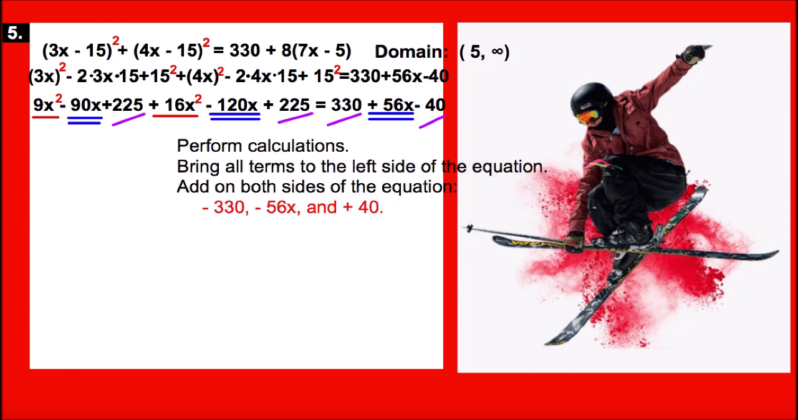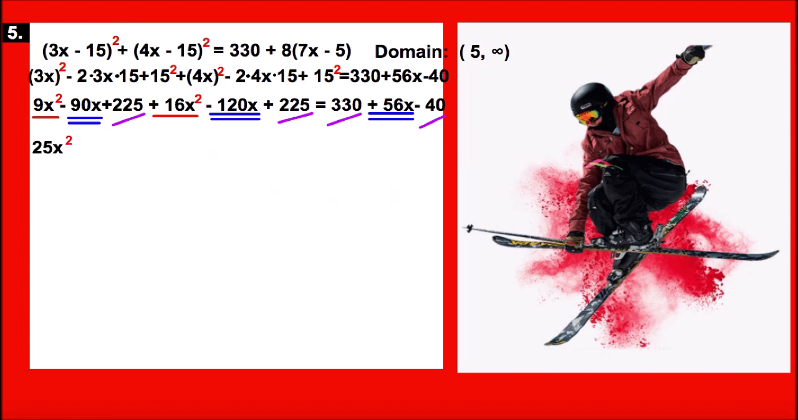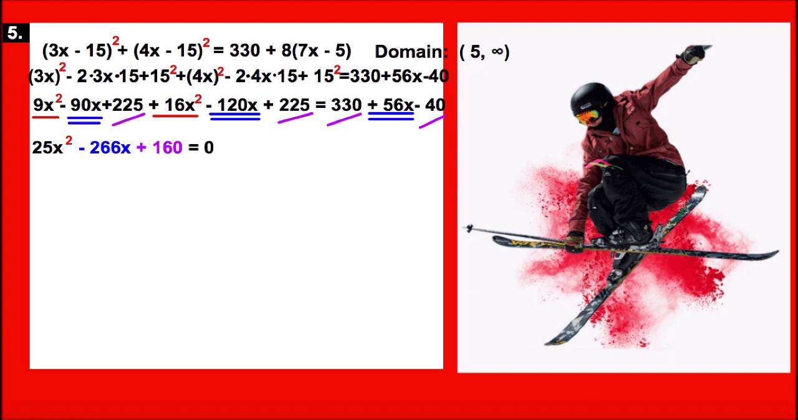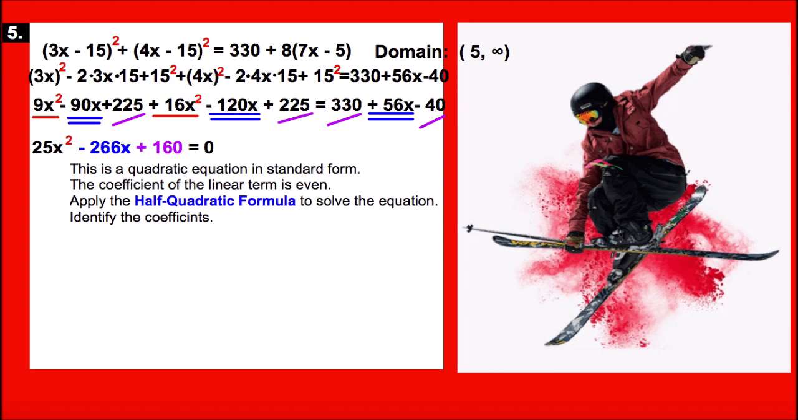Performing calculations and bringing all terms to the left side of the equation, we add on both sides of the equation negative 330, negative 56x, and positive 40. 25x squared minus 266x plus 160 equals 0. This is a quadratic equation in standard form. The coefficient of the linear term is even. Apply the half quadratic formula to solve the equation.